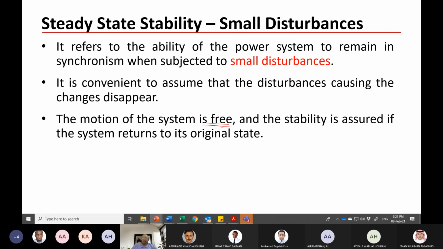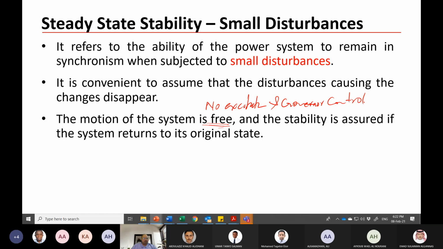No extra damping or outside damping of the system. And you have no control actions. You assume no control action, no excitation, and no governor control. No action outside the system. The synchronous machine is operating free.